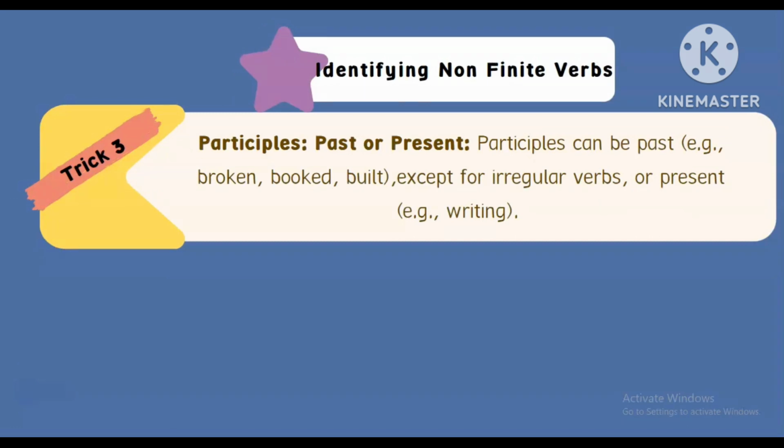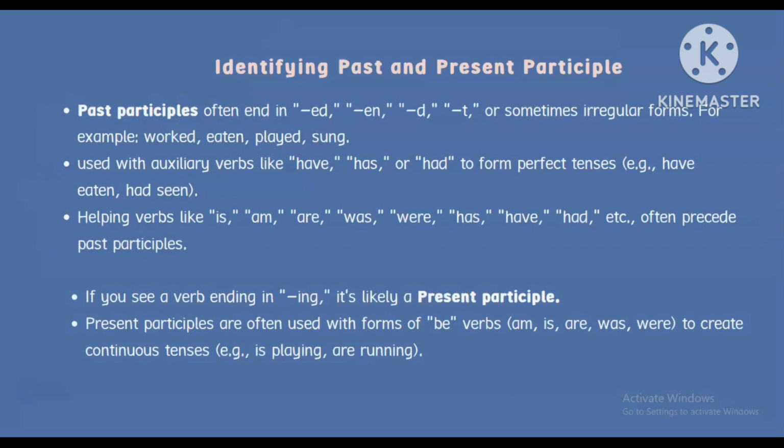Now let's understand how to identify the participles. Remember, participles can be past, example broken, book or built, except irregular verbs, or present, example writing. Identifying present and past participles in non-finite verbs can be challenging, but there are some tricks to help you recognize them. First, let's understand the features of the past participle. Past participles often end in ed, en, or t, or sometimes irregular forms.